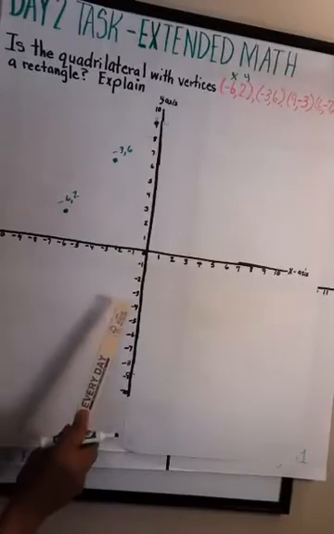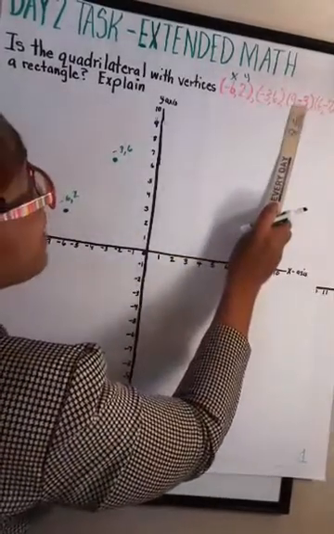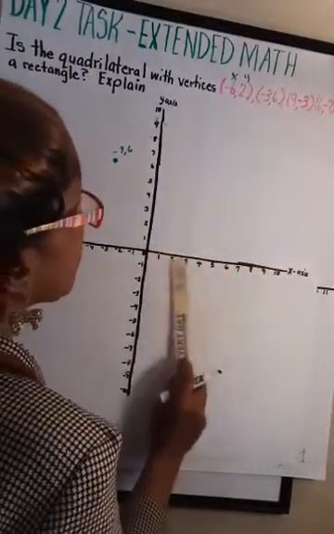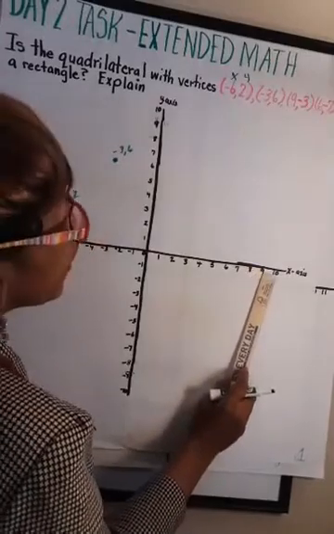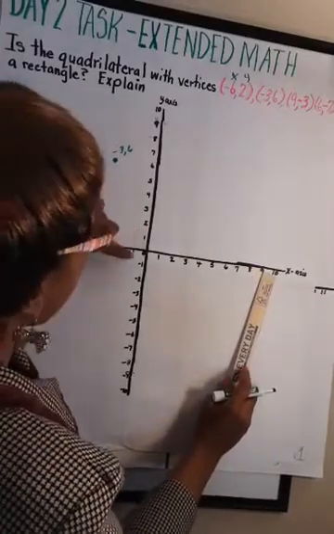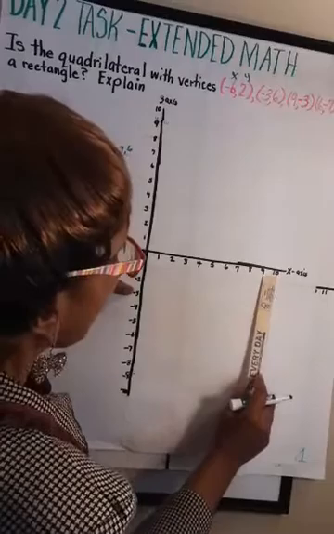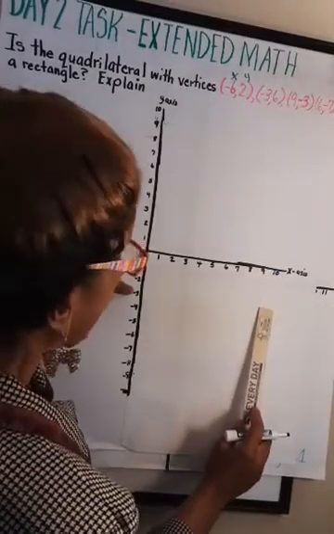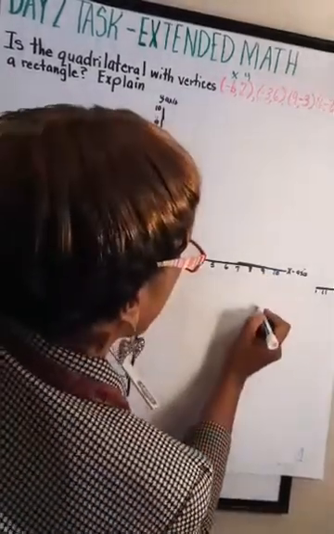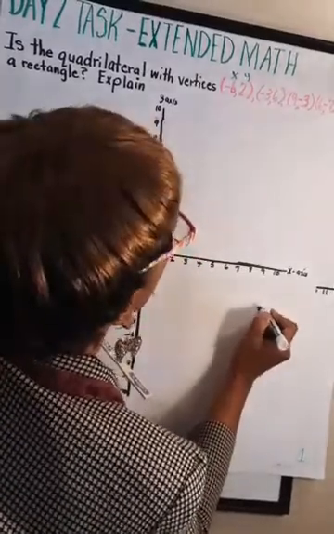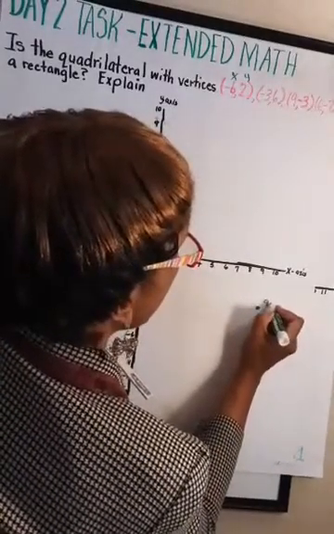Next, a 9 and a negative 3. The x value is 9, so because it's positive, we go over 9. And a negative 3, we come down 1, 2, 3. So our point should be here. So this is (9, -3).